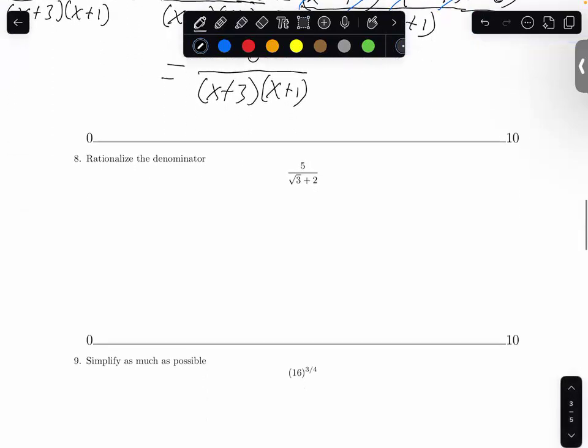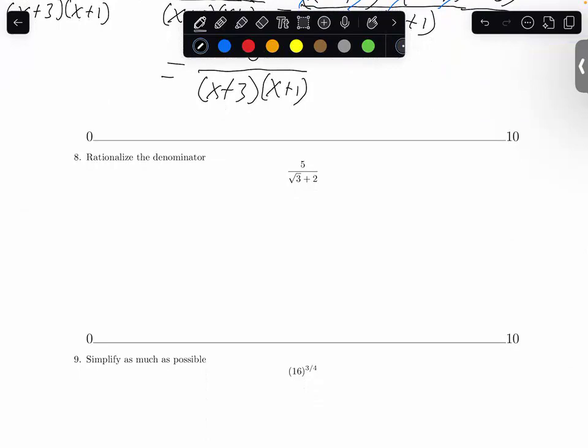The eighth one wants us to rationalize this denominator, so 5 divided by the square root of 3 plus 2, which means that we are multiplying by the conjugate. What does that mean? It's almost the same expression as that denominator, just with a minus instead of a plus. So square root of 3 minus 2, square root of 3 minus 2, to both the numerator and the denominator.